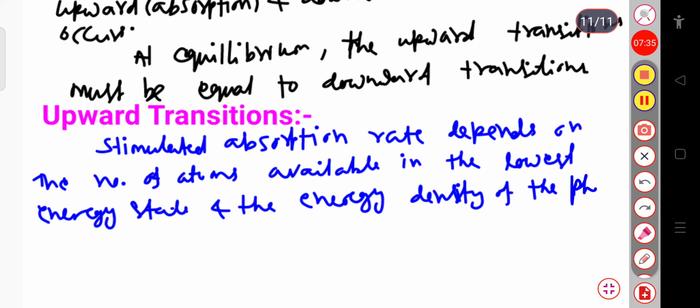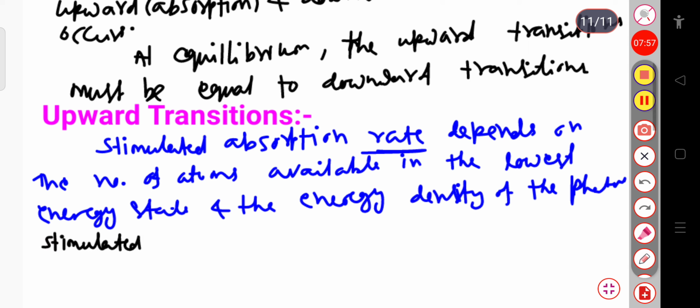Photons. So this is your stimulated absorption. The rate of the stimulated absorption depends on the number of atoms available in the lowest energy state as well as the energy density of the photon. So simply I can write the stimulated absorption per unit time, per unit volume.